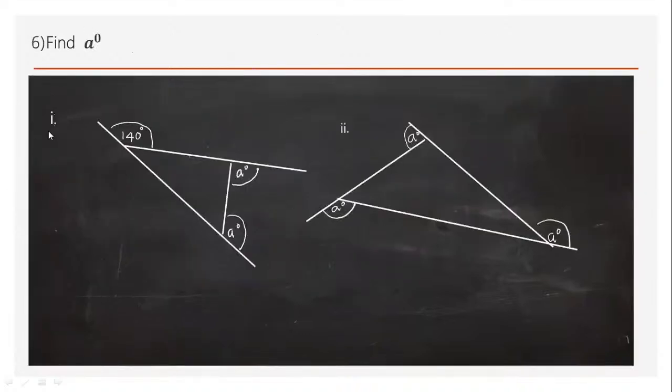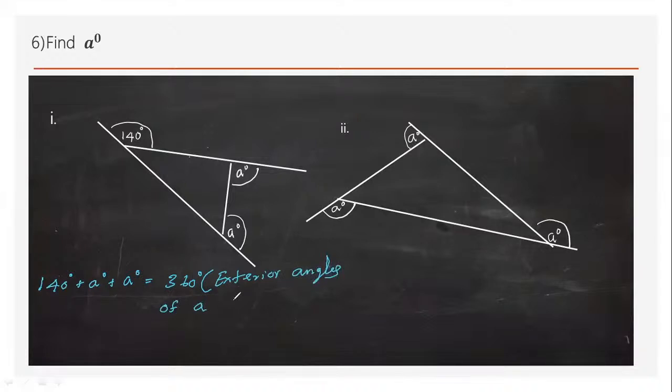Find A. So how can we find A here? This is 140, A. These are all exterior angles. I told you exterior angles of any polygon add up to 360. So you can write 140 plus A equals 360. What is the reason? Exterior angles of a triangle.